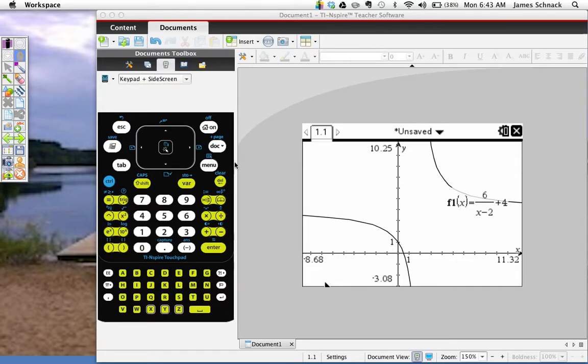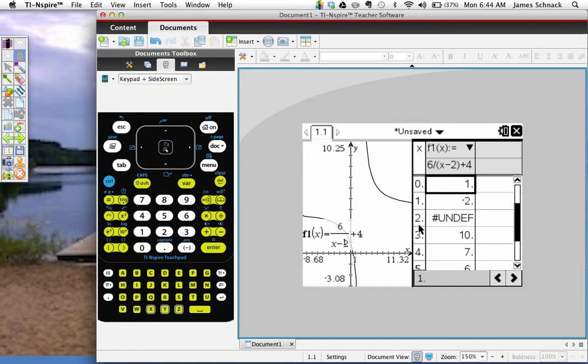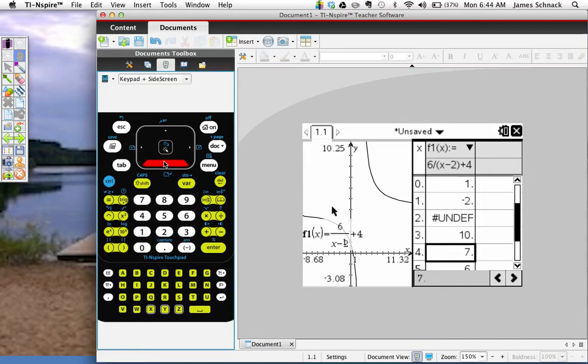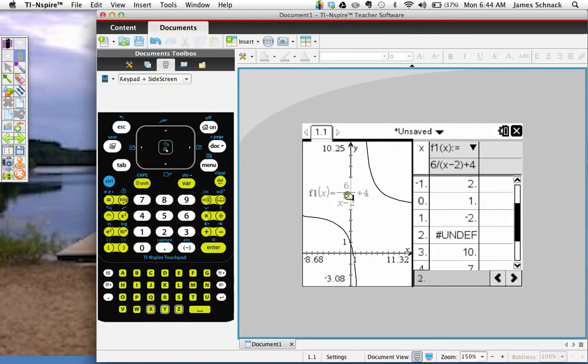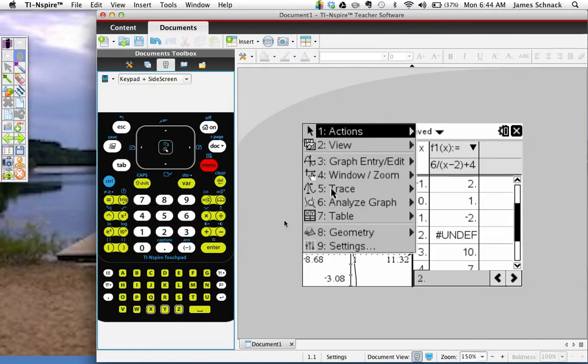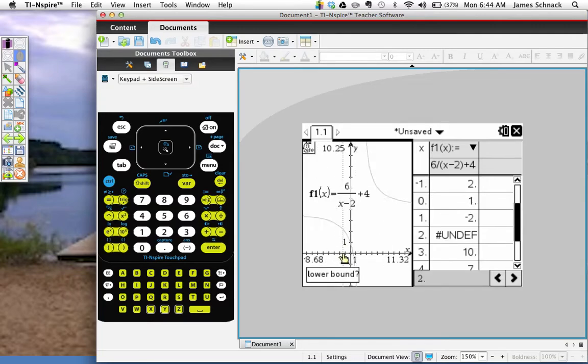And now we can find other points on this graph simply by adding a table. I'm going to go Menu, Table, Split Screen Table. And here's a whole bunch of points that we can plot now. X equals 0, y equals 1. There is the y-intercept. Remember, to find the x-intercept, I can go Menu, Analyze Graph, 0. Set my lower bound, upper bound. There's my 0.